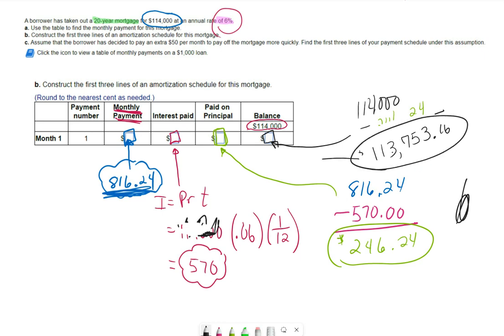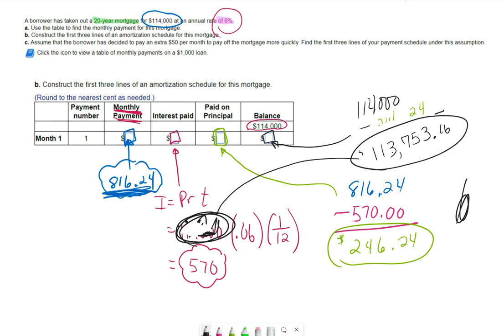This number here is going to go where the 114,000 was. Okay, that'll change. Every time you go to calculate interest, you have to use the previous line's balance. So I'll take the 113,753.76 times 0.06 times 1/12. And it would really help if I turned my calculator on. Oh my God. Sorry. I'm still not feeling good. Times 0.06 divided by 12.